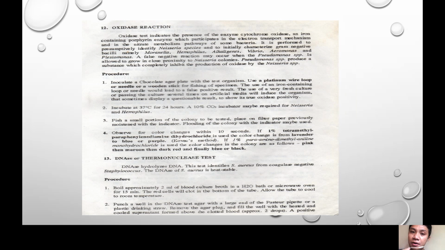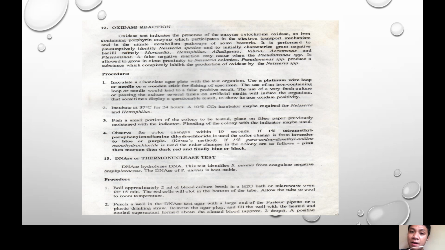Okay, the next one we have here is your oxidase test. This will identify the enzyme cytochrome oxidase. It will give a negative result for your Enterobacteriaceae. For the procedure, first, you need to grow your bacteria on chocolate agar and incubate at 37 degrees Celsius for 24 hours. In the case of Neisseria and Haemophilus, since they are positive for oxidase, incubate with 5 to 10% carbon dioxide because, again, they are capnophilic.